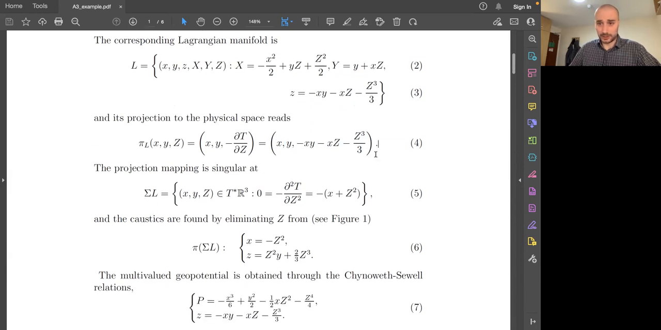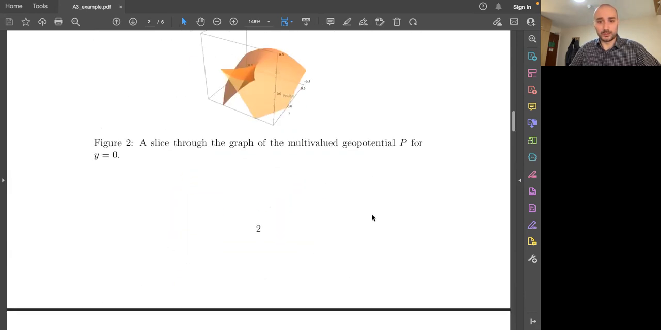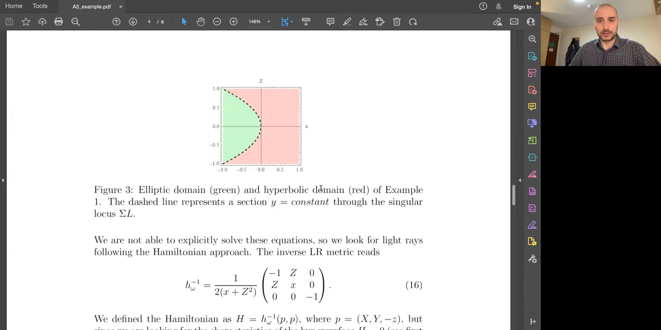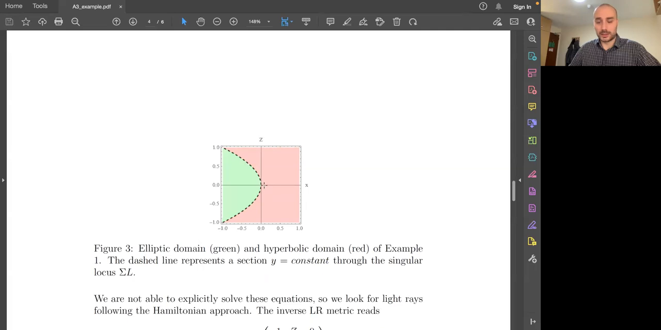We can see from this that the singular locus is going to be a parabolic cylinder this time. This is the figure. There is a y-axis perpendicular to the sheet. And this is the singular locus. All this represents a piece of L, of course. And this is going to be the singular locus, this dashed line.